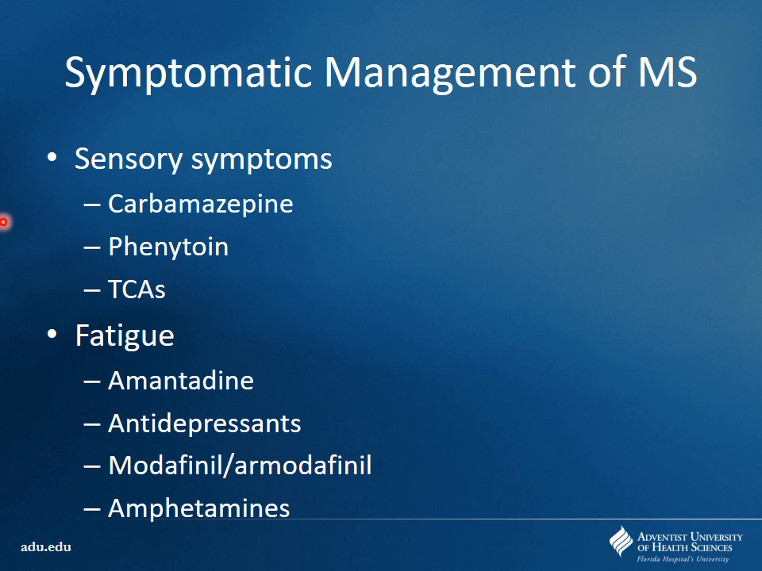For some of their sensory symptoms, some of the neuropathic pain they can develop from this, carbamazepine and phenytoin are options. We'll talk about tricyclic antidepressants later in the behavioral section, but those are another group of drugs you can use for neuropathic pain issues. And as far as fatigue goes, we'll talk about antidepressants later, but some patients may need things like amantadine, which we just talked about for treatment of Parkinson's.